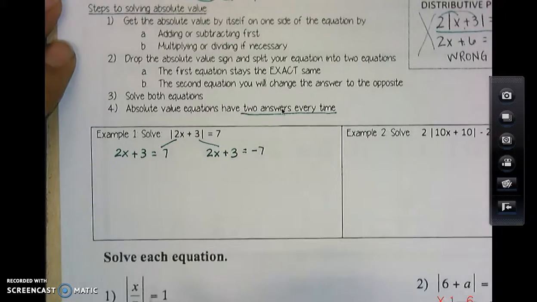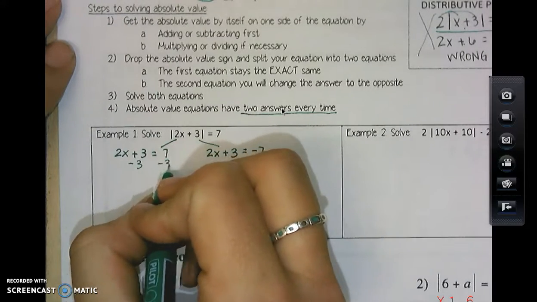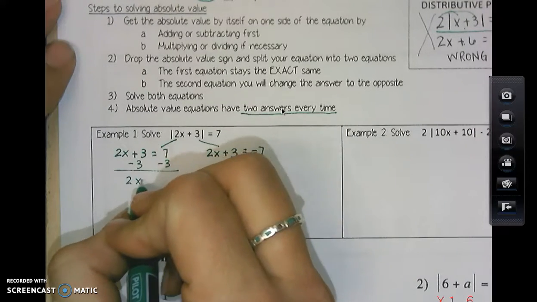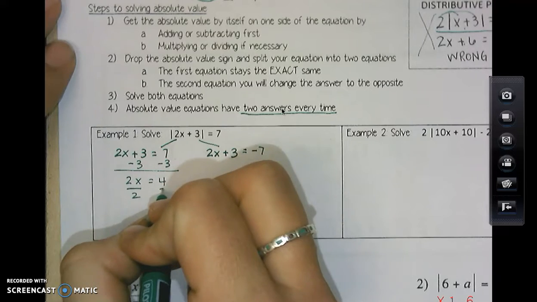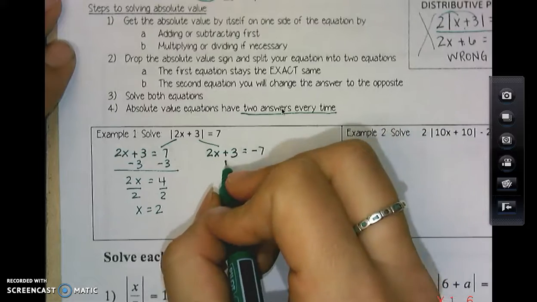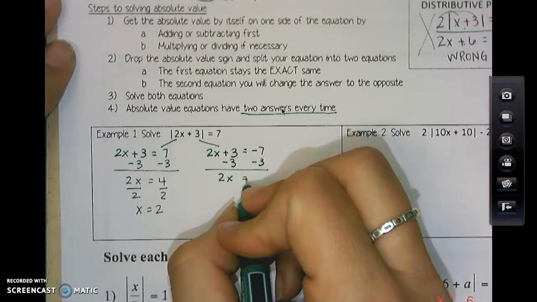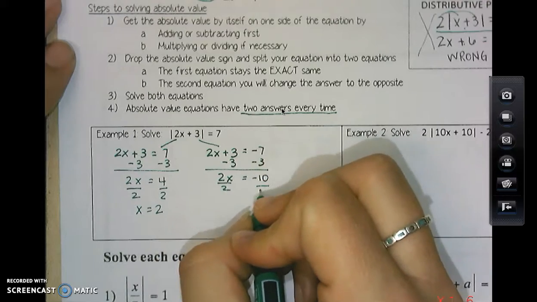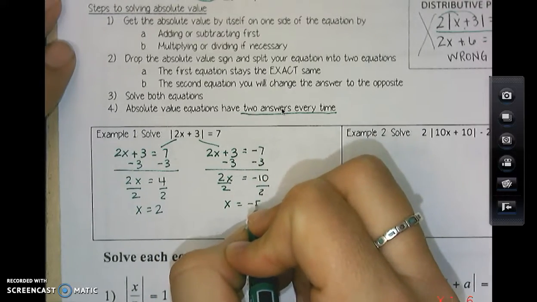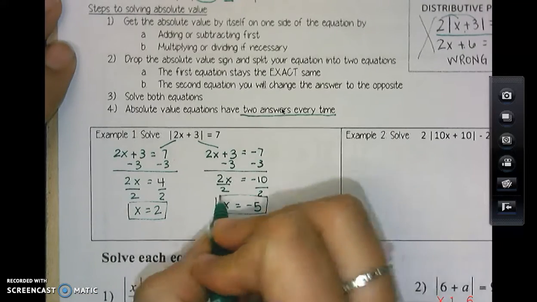So now we solve these 2 equations like we would any other equations. So I'm going to subtract 3 from both sides and then divide by 2. So x equals 2 for this one. Here I'm going to do the same thing, subtract 3 from both sides and divide by 2, and we get x equals -5. So my two solutions are x equals 2 and x equals -5.